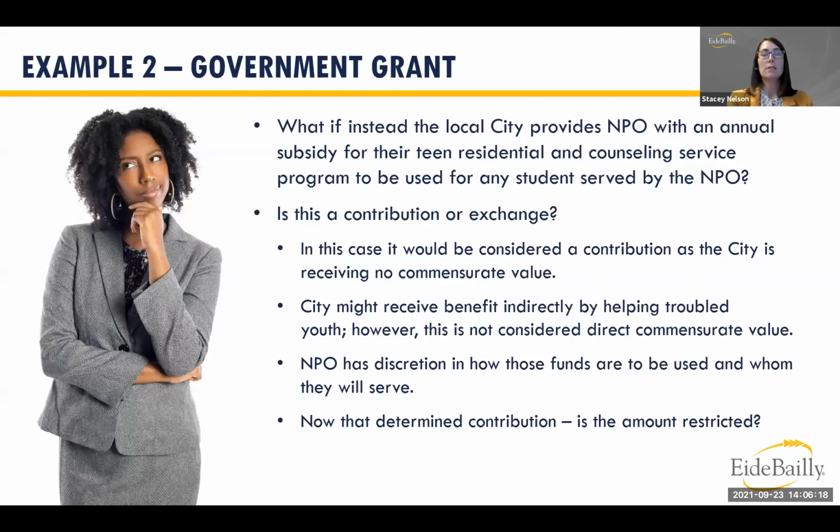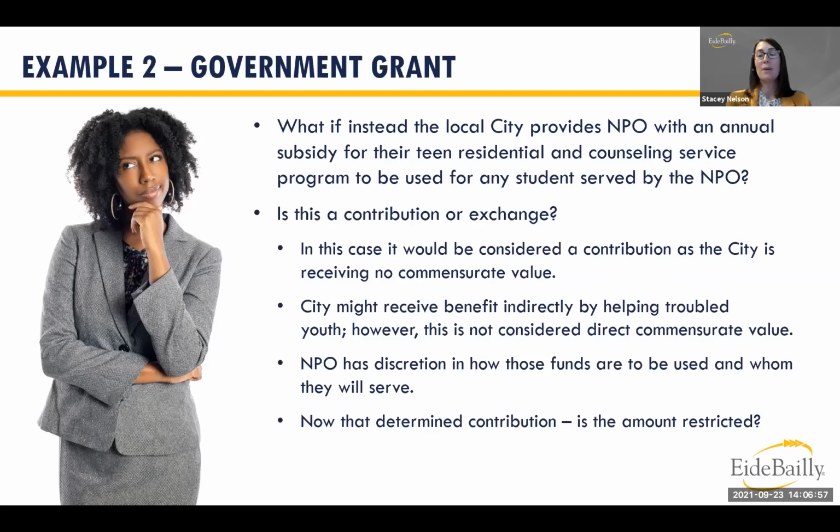If we take the same fact pattern, a little bit different here: what if instead the local city is providing the nonprofit with an annual subsidy for their teen residential and counseling service program, which can be used for any student that is served by the nonprofit? In this case, it would be considered a contribution because the city is not receiving any commensurate value. The city might indirectly benefit by helping the troubled youth in their city. However, it's not considered direct commensurate value. The nonprofit has discretion in how those funds are going to be used and whom they will serve. And so it would be recorded as a contribution.